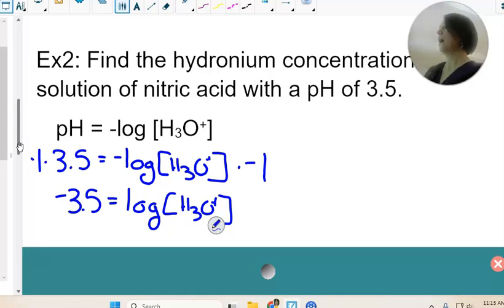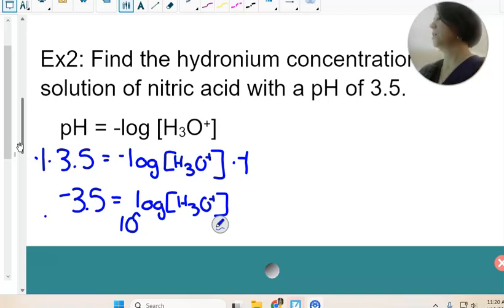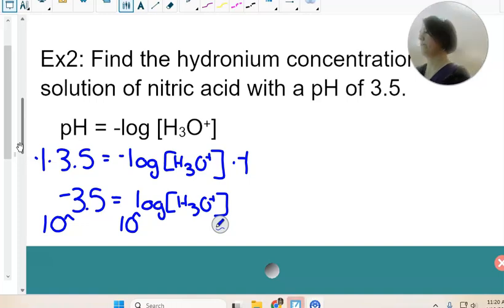But how do we undo logs? If you remember, I told you that logs are the opposite of exponents. So the opposite of a log is an exponent to the base 10. Okay, so we're going to do base 10 to the exponent log hydronium concentration, and then we're going to do base 10 to the exponent of negative 3.5.